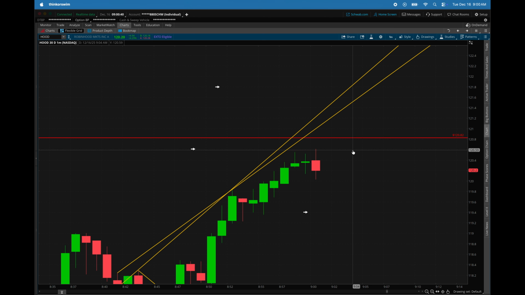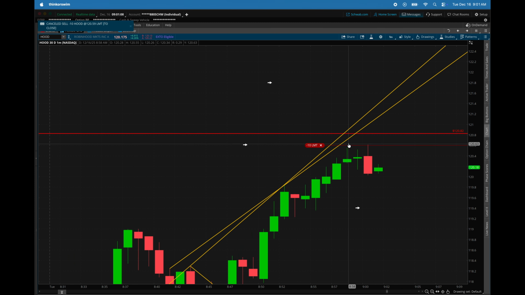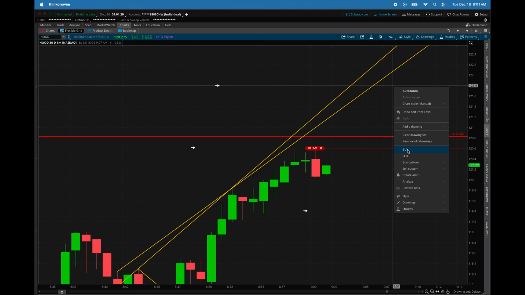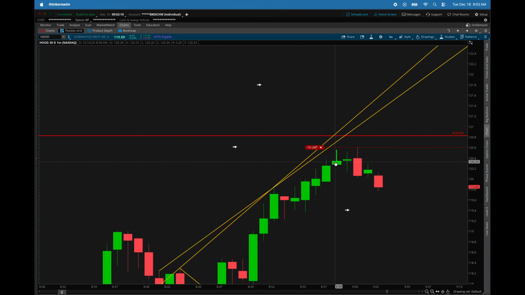If this bar closes red here, this will be my entry, this will be my stop. I might just go because this probably was enough rejection here. I just like to see a red bar.